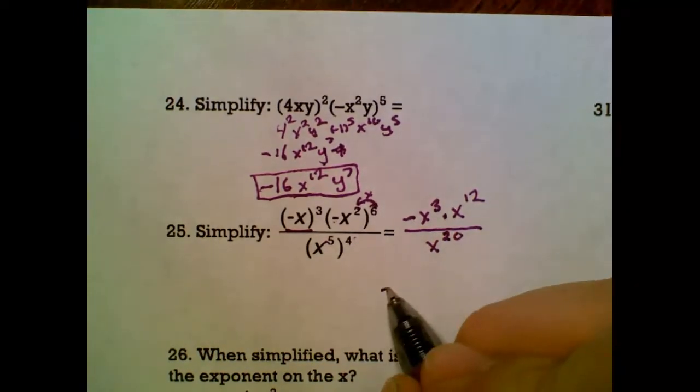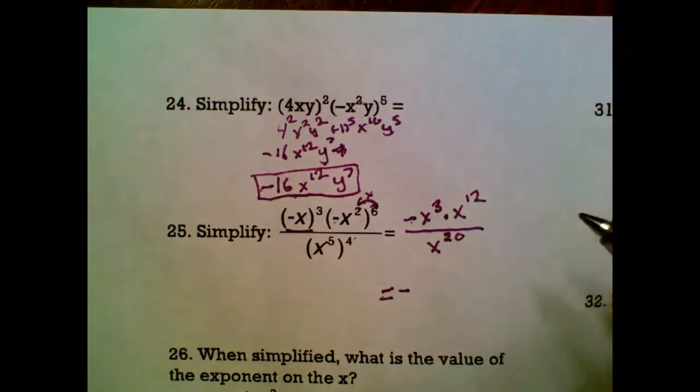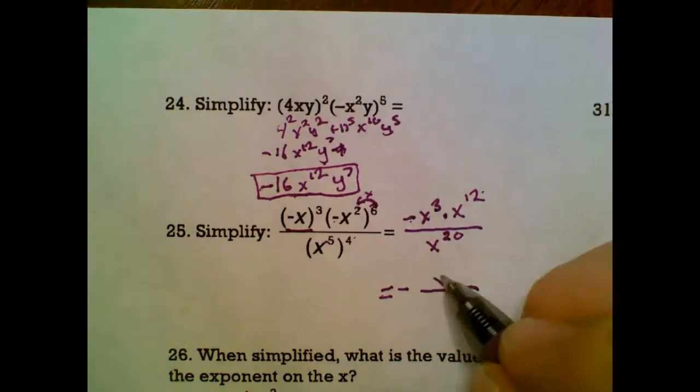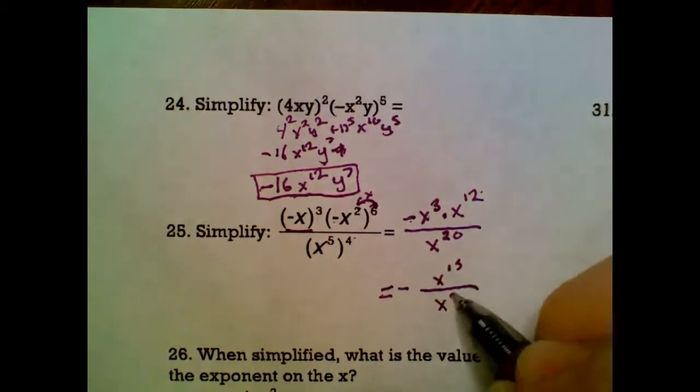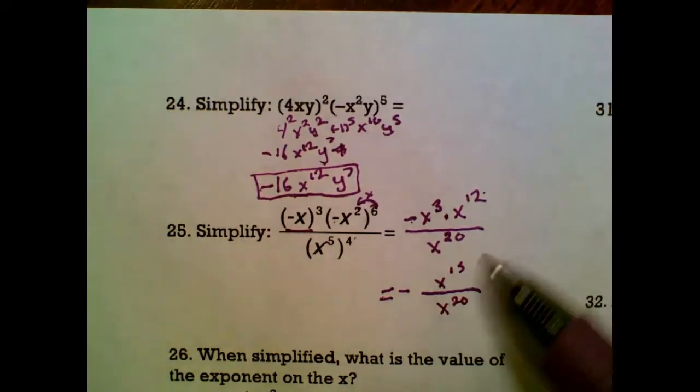Okay, let's simplify this a little bit. This negative will just move on in front here. I got x to the 3rd on top, and x to the 12th on top. That's x to the 15th. And we have x to the 20th on the bottom. Now, we can cancel off on top and bottom. How many x's do I have on top?